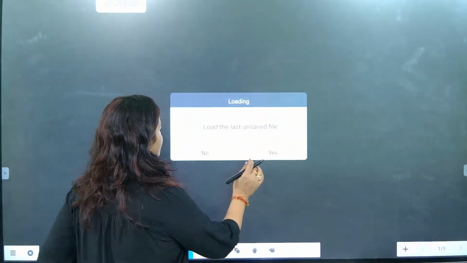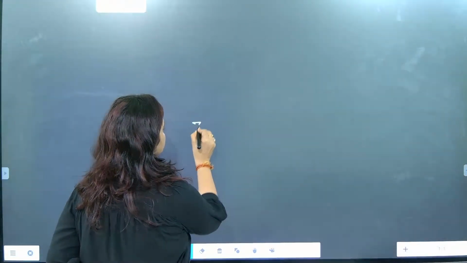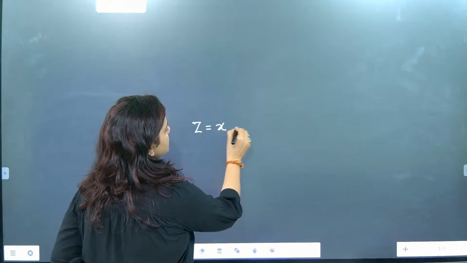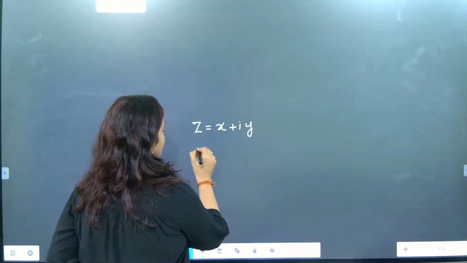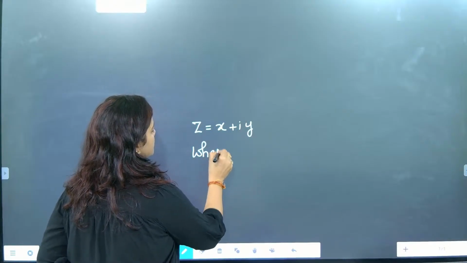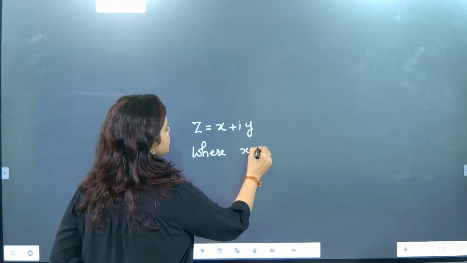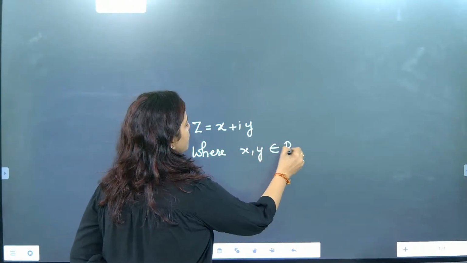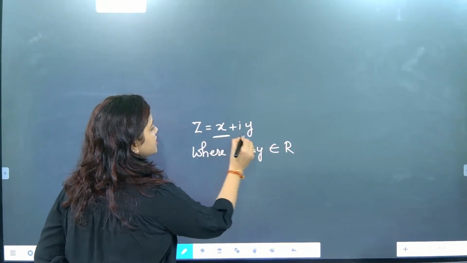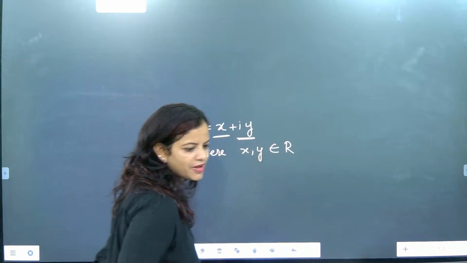Complex numbers will always be represented as z is equal to x plus iy, where x and y belong to the set of real numbers. This section is the real part and this section is the imaginary part.